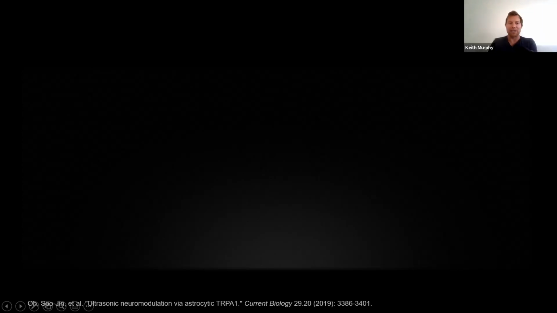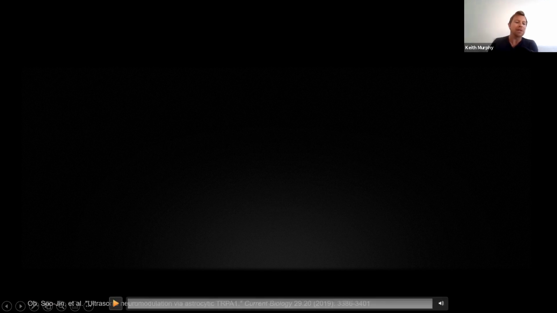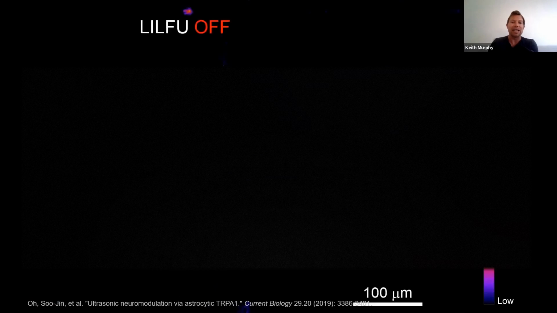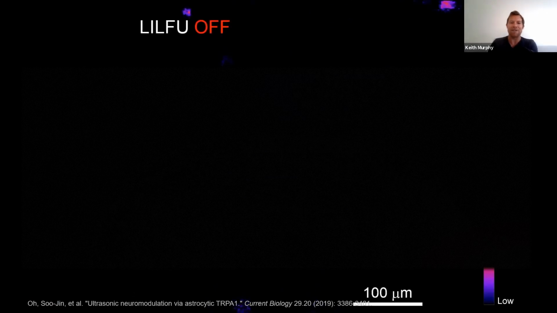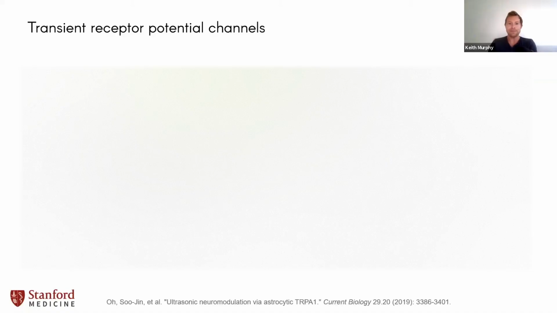People have also found that TRP channels in astrocytes are sensitive to ultrasound. So here I'm showing a little video, hit play here, of calcium imaging in astrocytes. And here you can see the ultrasound is off and they have some resting calcium level. And as soon as the ultrasound is turned on, they all light up and become active for a short period.